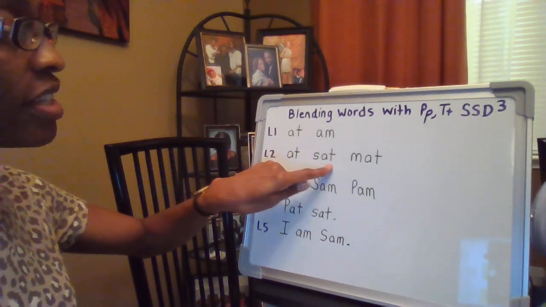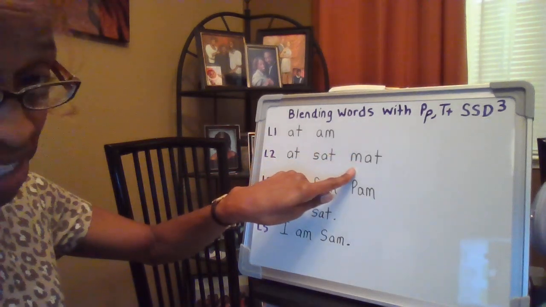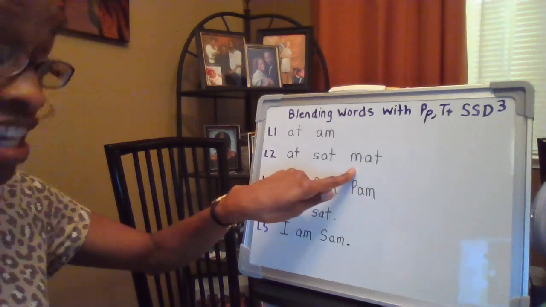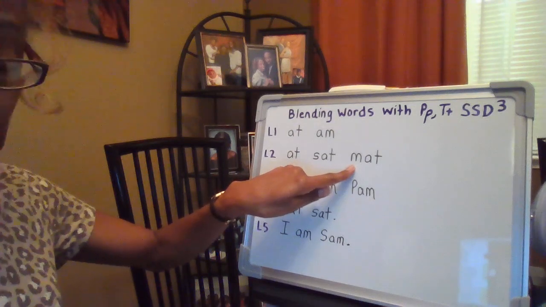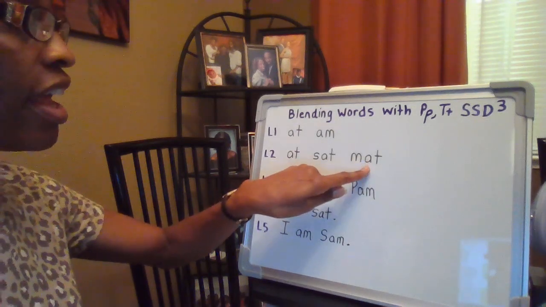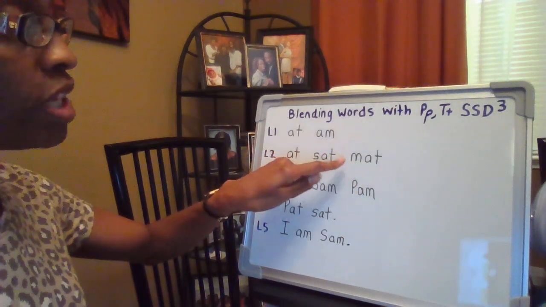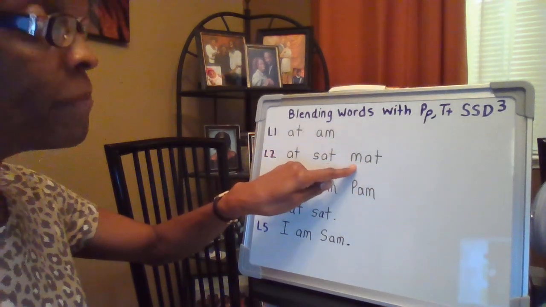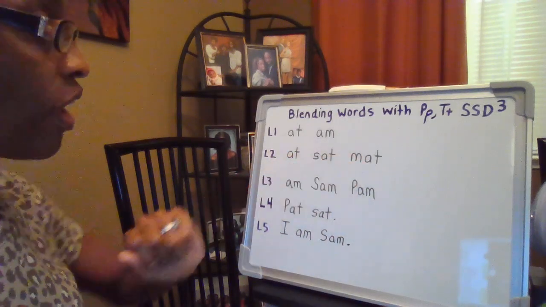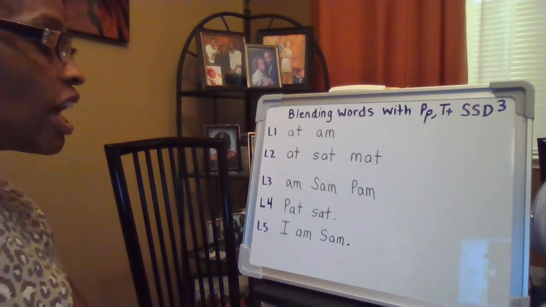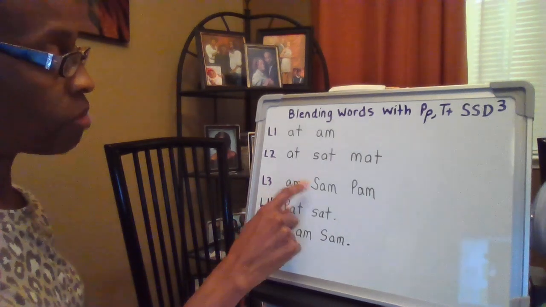S, at, sat. Is there an onset? Yes, the M is your onset. Is there a rhyme? Yes, A and T is your rhyme. At. So we would blend this as follows. At, mat. Okay. Next, line 3, there is no onset, only a rhyme.